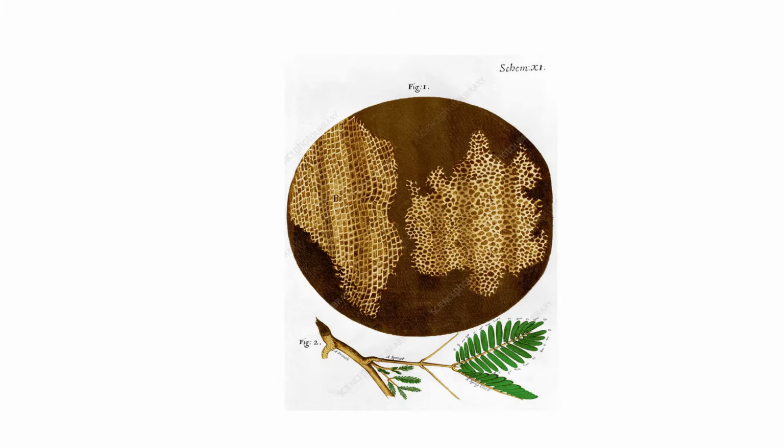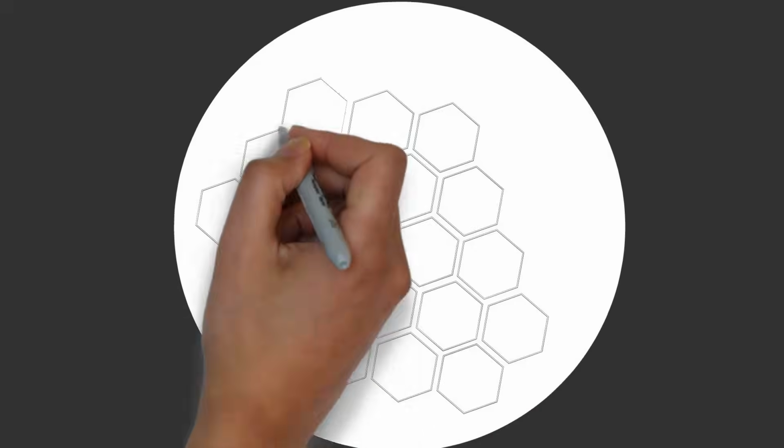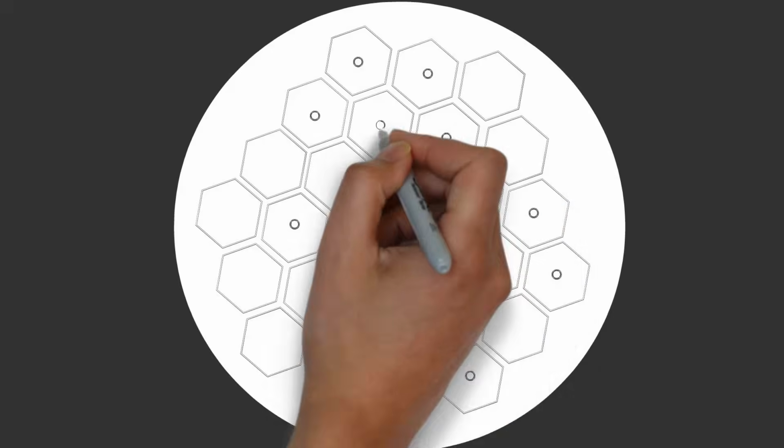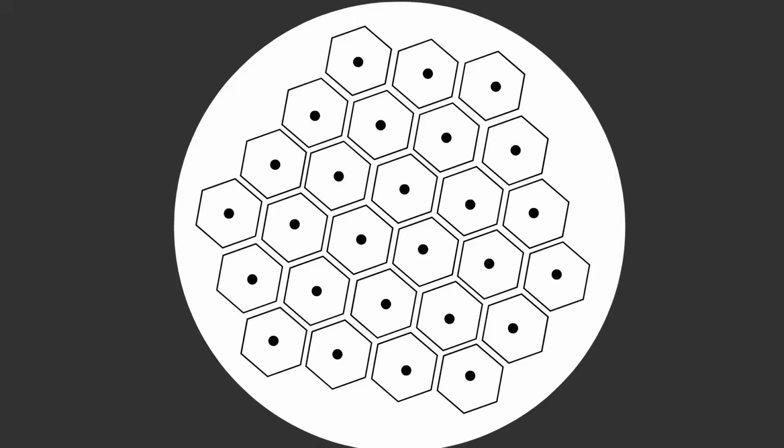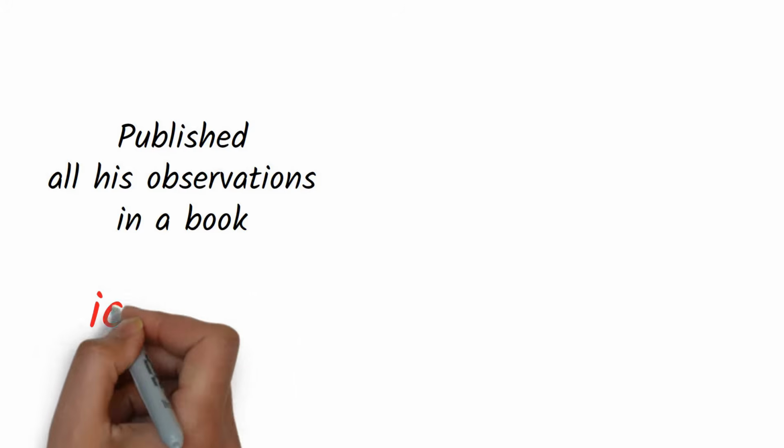When Hooke placed a slice of cork under his microscope, he observed some wonderful structures that he had never seen before. To him, the cork appeared as if it was made of tiny rooms that monks lived in in a monastery. These rooms, in Latin, are known as cellula. Therefore, he called them cells. He then published all his observations in a book named Micrographia.